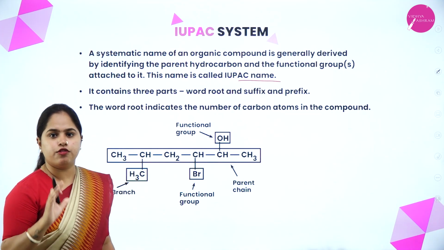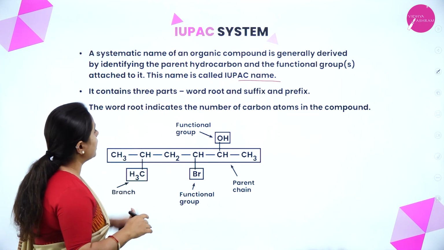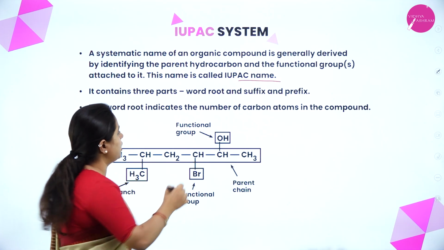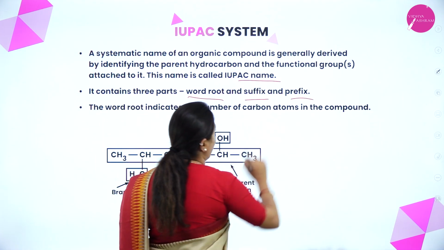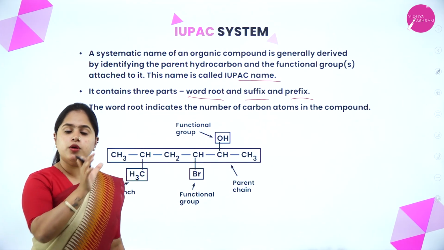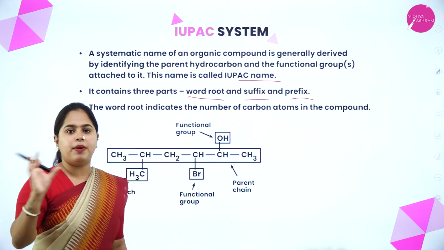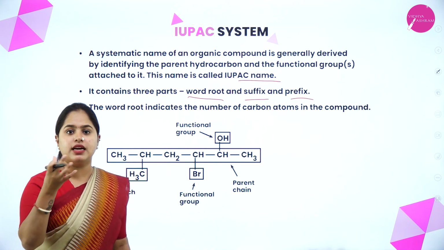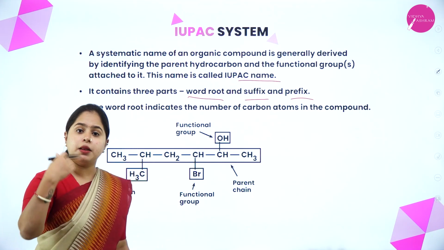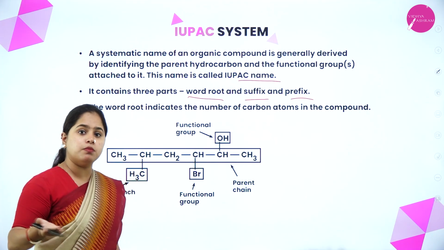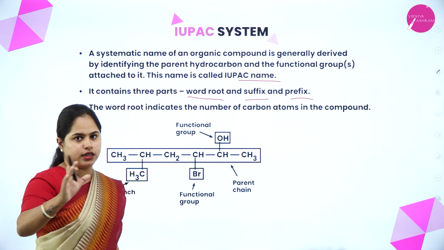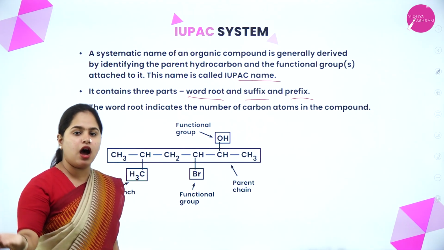In general, if we talk about the naming, there can be three parts for an organic compound: word root, suffix and prefix. Word root means the name of your main parent group, the parent chain. Then there can be a suffix and prefix. Prefix comes before the name of the parent chain and suffix comes after it.